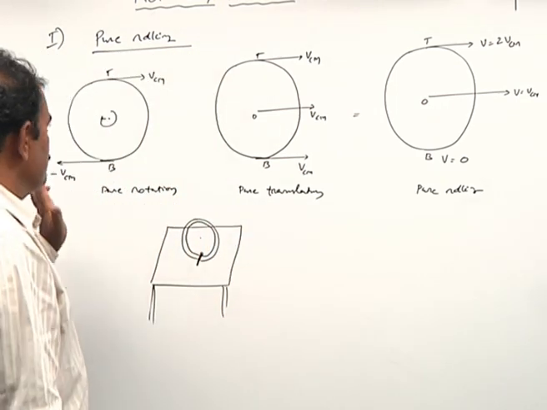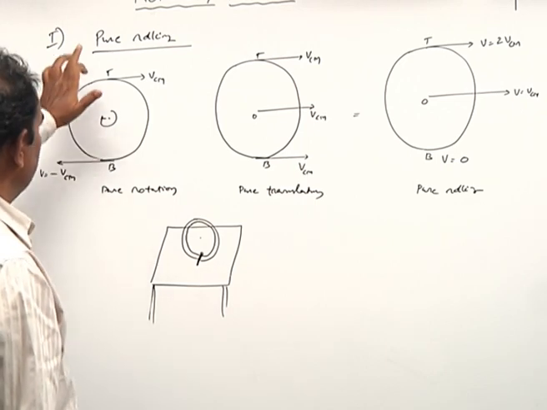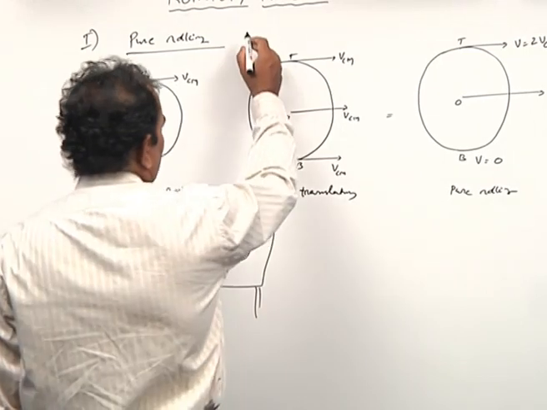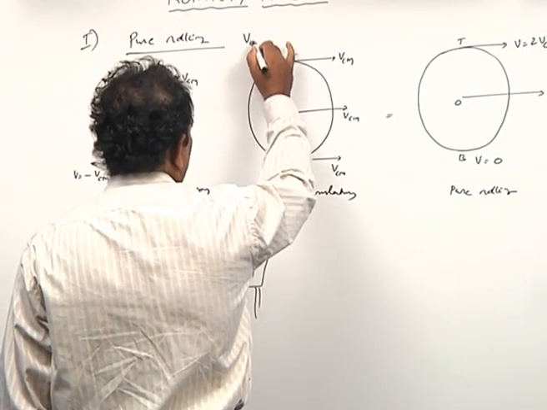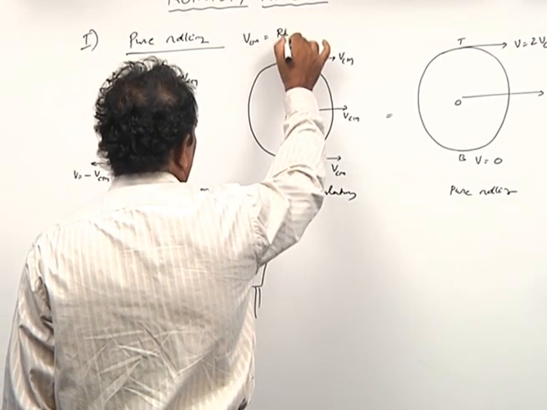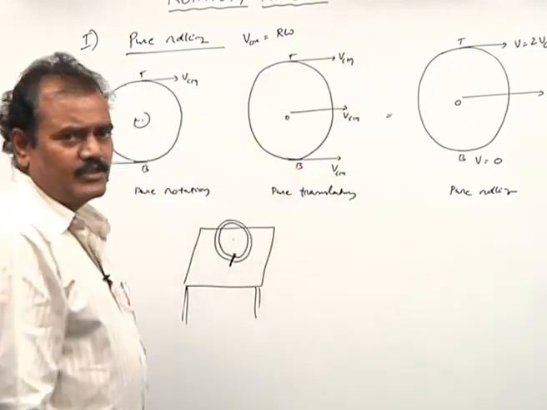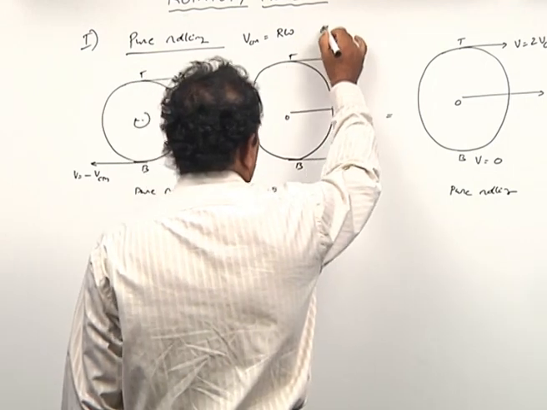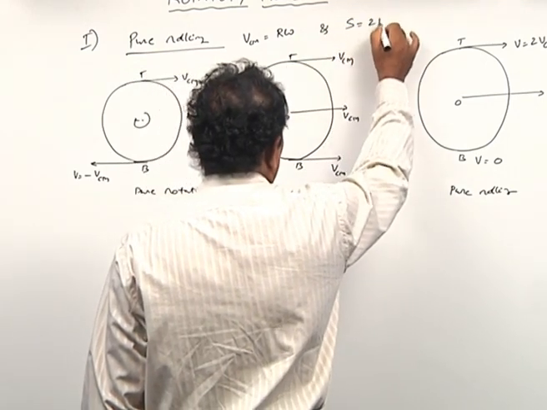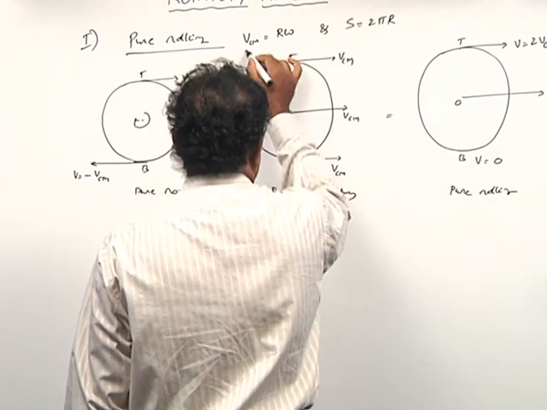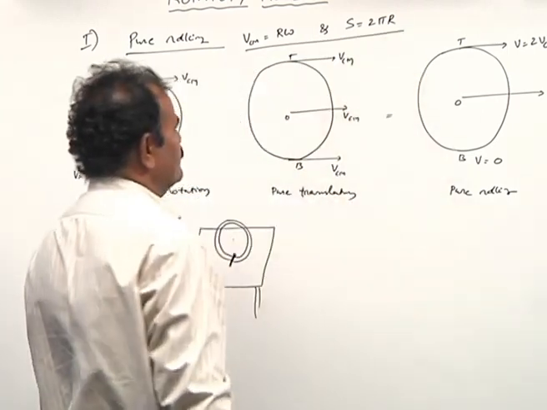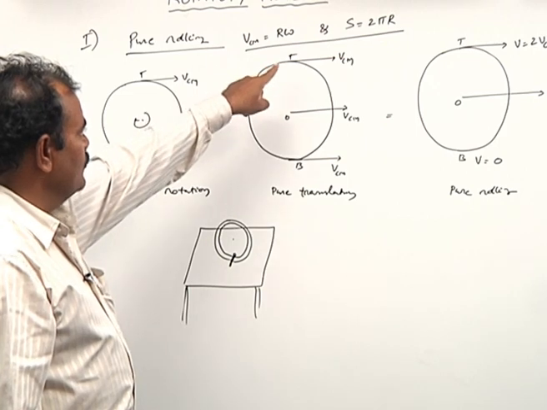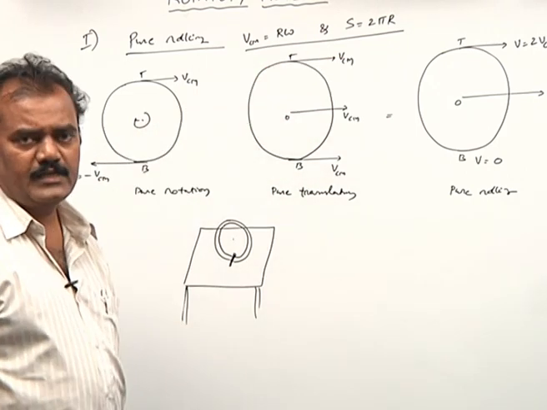Now, once again I will tell you. First of all, we are coming to the first type of rolling motion, that is pure rolling. In pure rolling, V center of mass is equal to R omega. That is the first characteristic of pure rolling. The next characteristic is S is equal to 2 pi r in one revolution. These are the two characteristics followed by pure rolling motion.